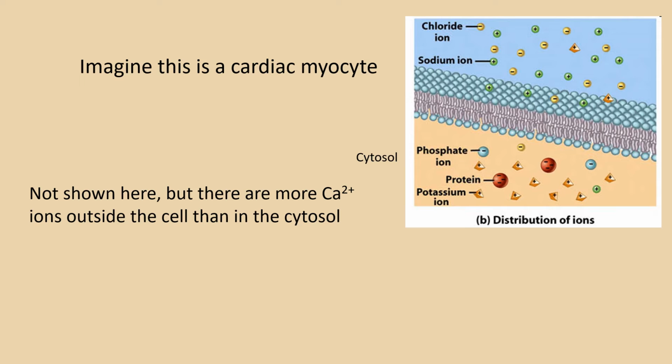How is the influx of calcium going to influence the membrane potential of this cell? Is the inside of the cell going to become more negative or less negative? Remember, calcium's valence is +2. It's a double positive charge particle. So with this influx of calcium into the cell, the inside of the cell is going to become less negative.